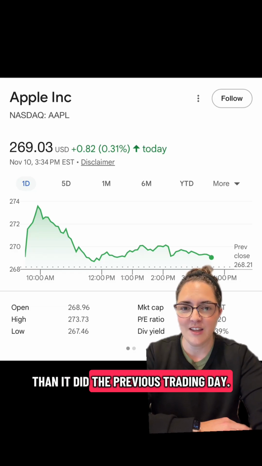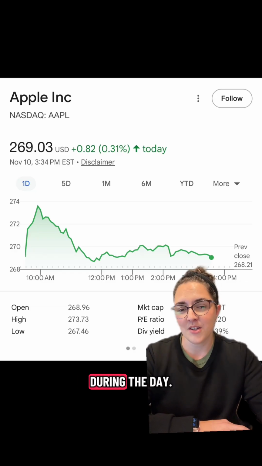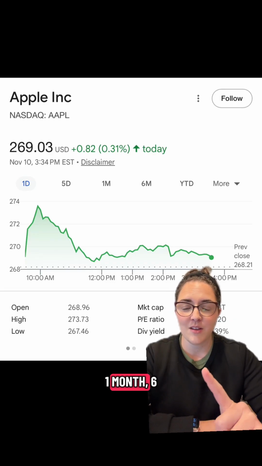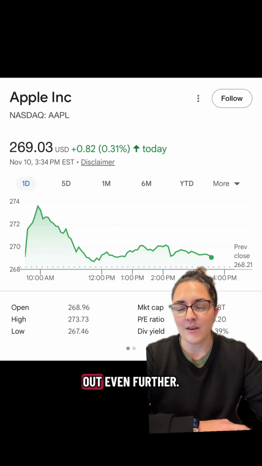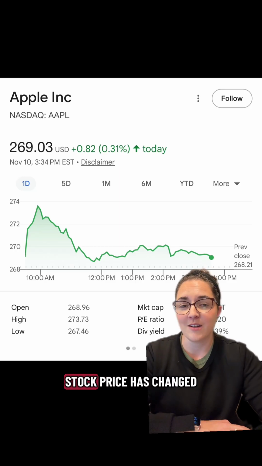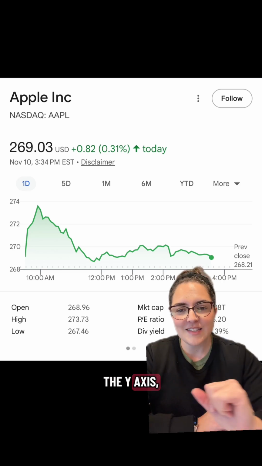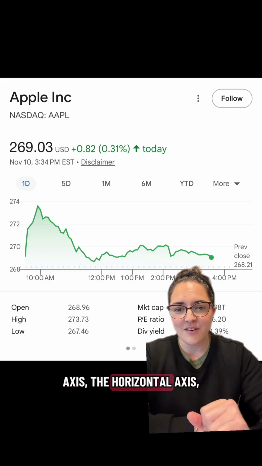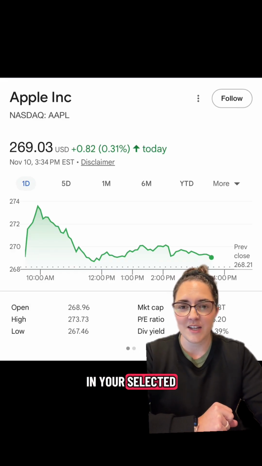The green line above me here shows the price difference at any given time during the day. But as you can see, we can also change that to 5 days, 1 month, 6 months, year to date. And then if you click that little more, it will go out even further. This will tell you how the stock price has changed over a certain duration of time. The y-axis, the vertical axis, shows the price in dollars, while the x-axis, the horizontal axis, shows how much time has passed in your selected time frame.